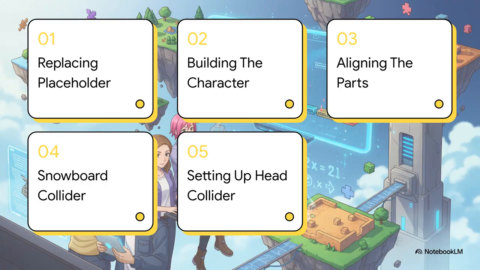So what's the game plan? Well, here it is. First up, we're going to prep our main player object by just ripping out all those old placeholder components. Then, the really fun part, we'll build our character, let's call him Barry, by piecing him together from separate body parts. After that, we'll dive into the super crucial step of aligning everything so he actually looks right. And finally, we'll make him real, give him a physical presence in the world by setting up two different kinds of colliders. One for his snowboard to ride on the snow, and one for his head for crashing later on. Let's get to it.